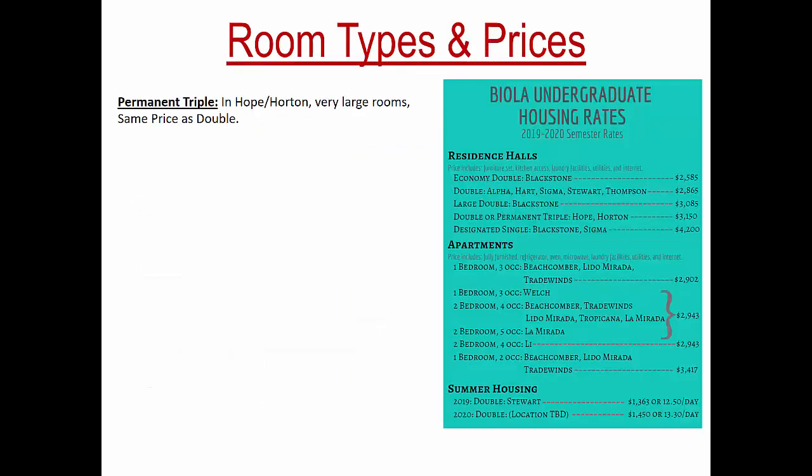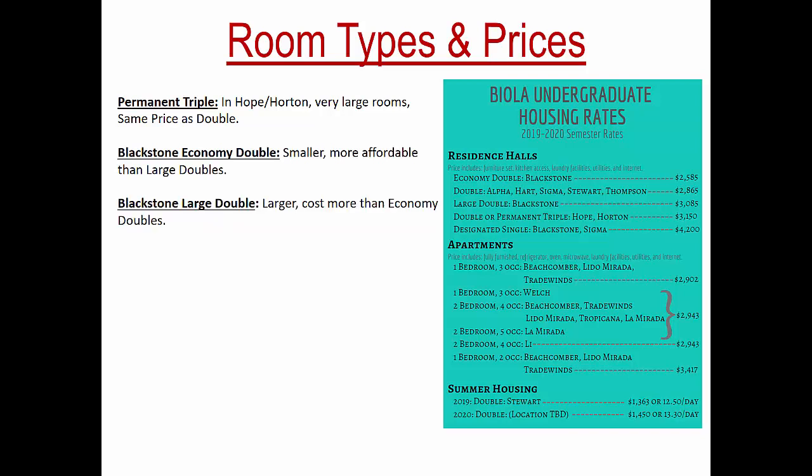The price of each room is listed under the room, but you may want to get an idea of pricing ahead of time. Feel free to take a look at what options make the most sense for you and your budget in the upcoming year. When you go to select a room or suite or apartment, please pay attention to the room types and prices. For example, a Blackstone Economy Double is smaller and more affordable than a Blackstone Large Double.